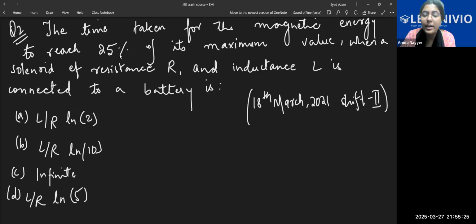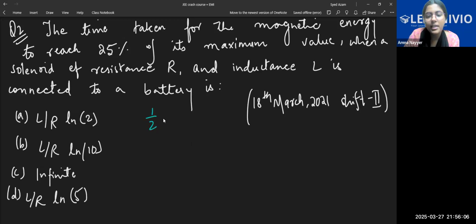So energy to reach 25% of its maximum value when a solenoid of resistance R and inductance L is connected to a battery, means this is your RL circuit. So here we have to use the application of the charging and discharging equation, right? This is simply charging because it is connected to a battery. It is not disconnected. As soon as anything becomes connected to a battery, you know this is charging. First of all, let us see the relationship of the current. How will you calculate the current? What do we have to calculate first of all? L by R, this we have to calculate.